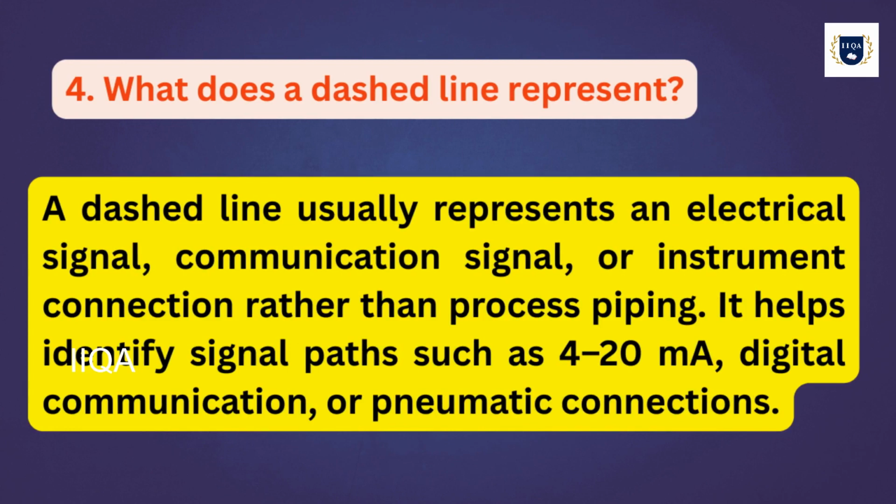What does a dashed line represent? A dashed line usually represents an electrical signal, communication signal, or instrument connection rather than process piping. It helps identify signal paths such as 4 to 20 mA, digital communication, or pneumatic connections.